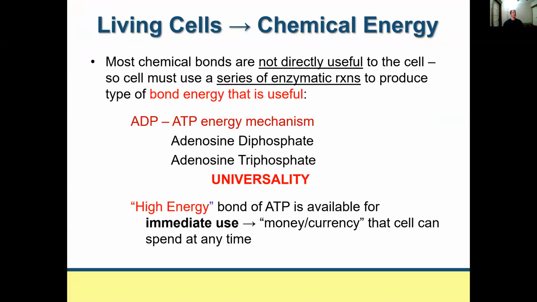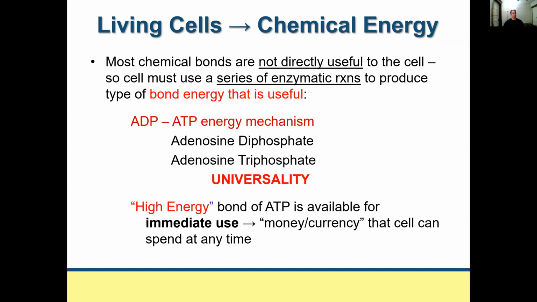So living cells require chemical energy, and thus most chemical bonds are not directly useful to the cell. The cell must use a series of enzymatic reactions to produce a type of bond energy that is useful to the cell, specifically producing ADP and ATP. This is adenosine diphosphate and adenosine triphosphate, and that is universally true for all living organisms that we are aware of. They all use ATP as an energy source.